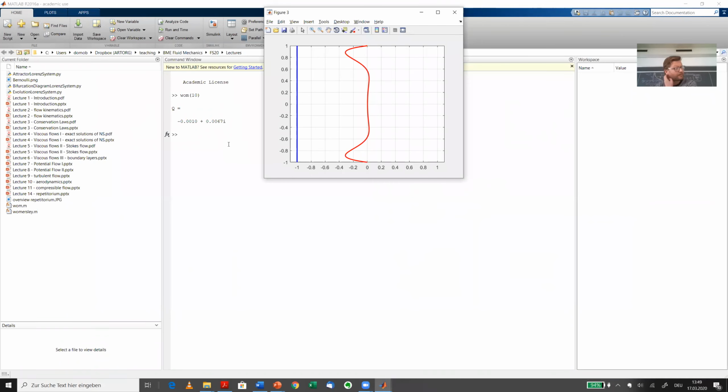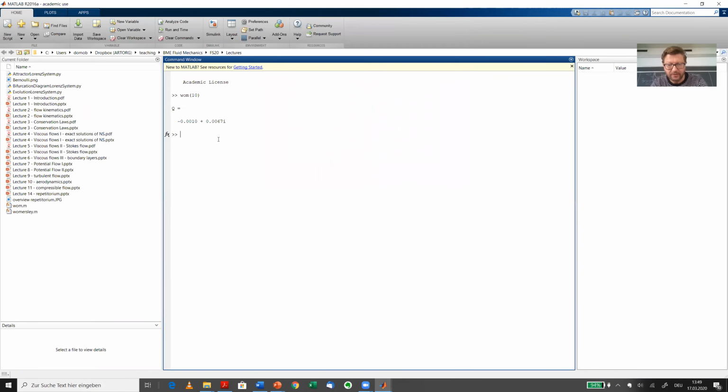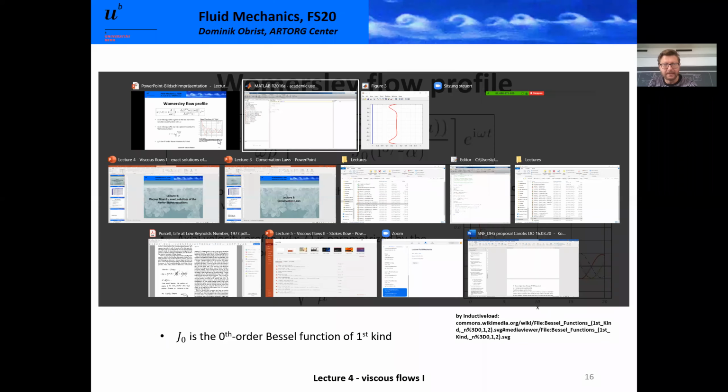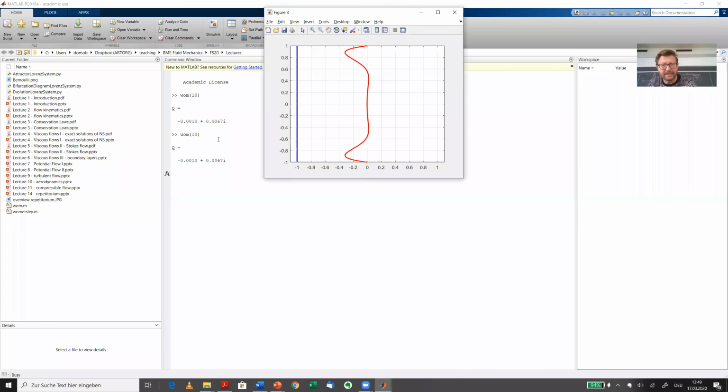So it's a little MATLAB script, nothing magic, essentially just evaluating the function. I can call the script with the command WOM, and as an argument I give it the value of the Womersley number. Think of the Womersley number as a frequency. If we start with 1, I want to evaluate this function here for alpha 1. And because it's pulsating, I want to animate it over time. Okay, so this is 1.